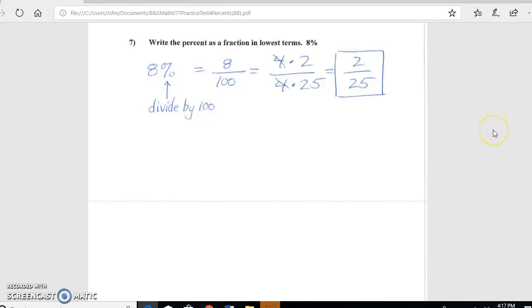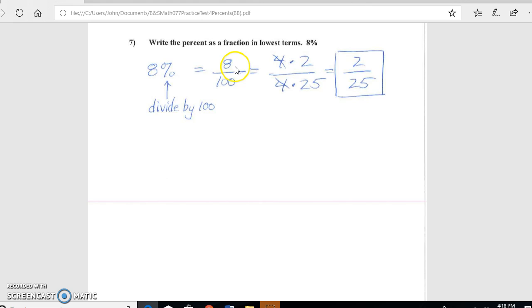This is the practice test for percents, and we are working here on problem number 7. The problem says write the percent as a fraction in lowest terms. And so the percent that we're given is 8%. Now a percent is always parts out of 100, or we could think of the percent sign as always reminding us to divide by 100.